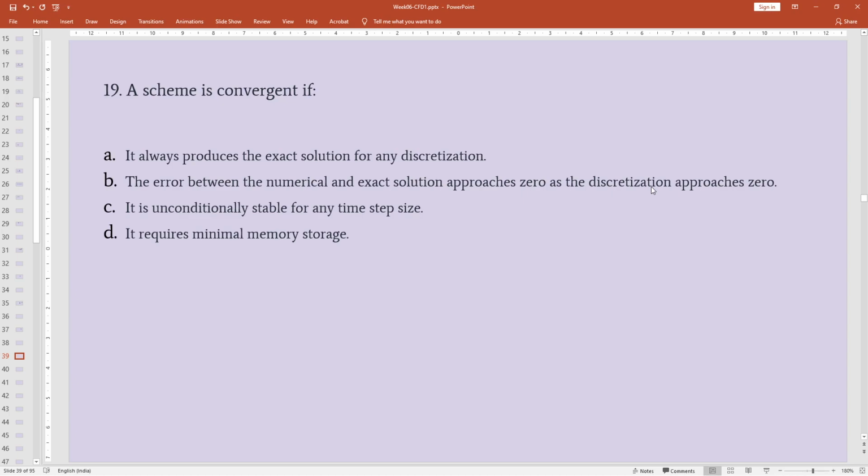Question 9 is on convergence. A scheme is said to be convergent if, option A, it always produces the exact solution for any discretization. Option B, the error between the numerical and exact solution approaches 0 as discretization approaches 0. Option C, it is unconditionally stable for any time step size. Option D, it requires minimal memory storage. Again, a simple question, you can try to answer. Please inbox your answers.